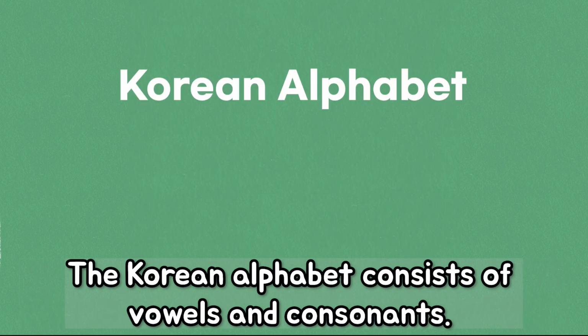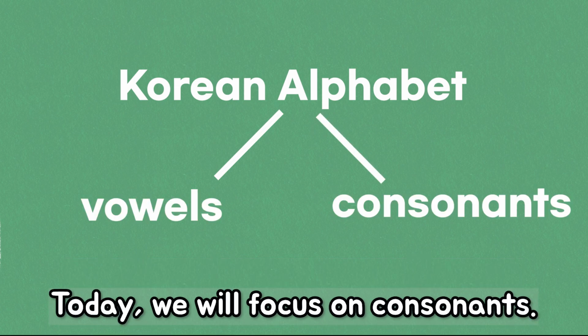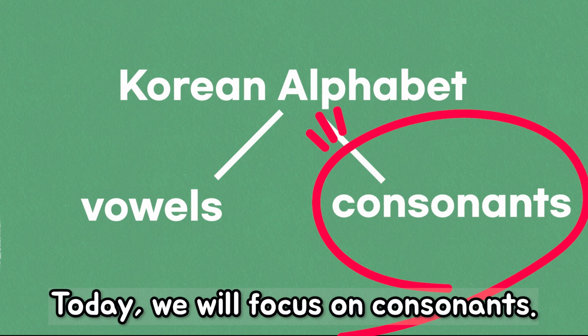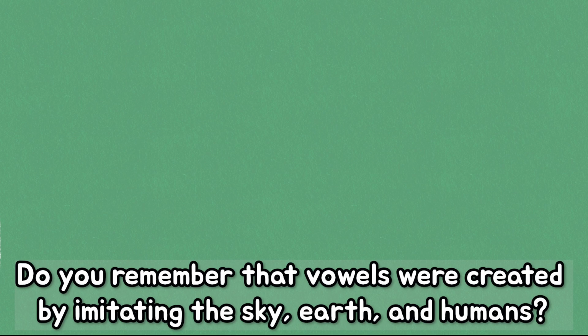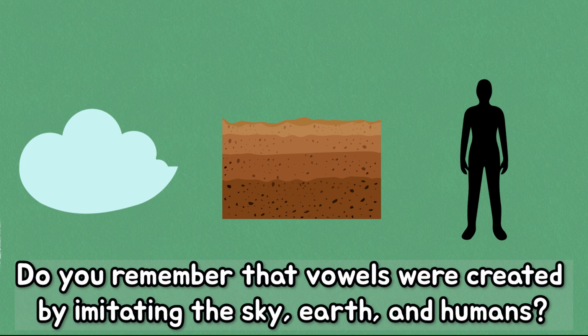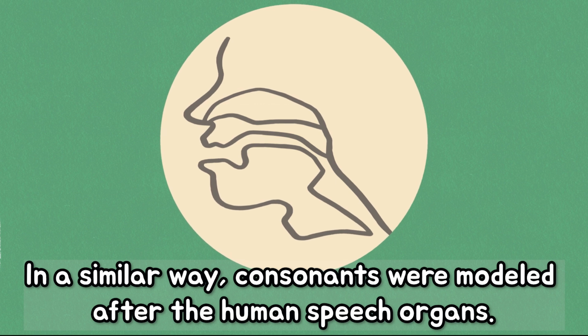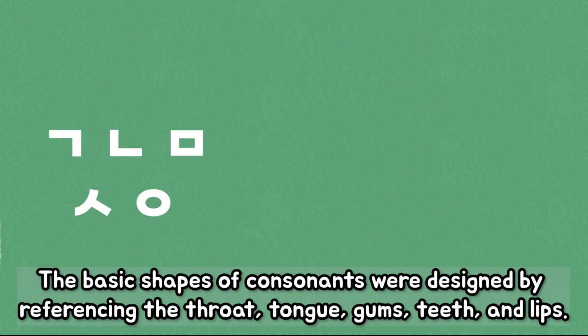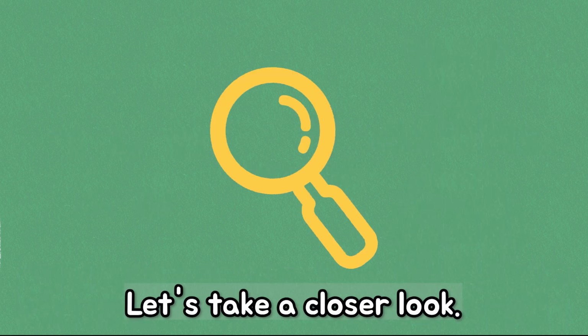The Korean alphabet consists of vowels and consonants. Today, we will focus on consonants. There are 14 consonants in total. Do you remember that vowels were created by imitating the sky, earth, and humans? In a similar way, consonants were modeled after the human speech organs. The basic shapes of consonants were designed by referencing the throat, tongue, gums, teeth, and lips. Let's take a closer look.